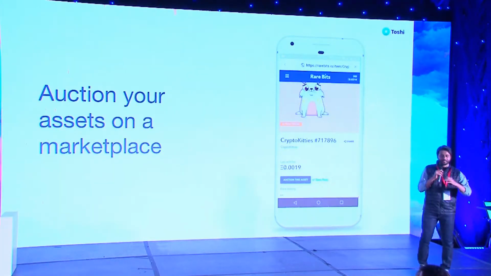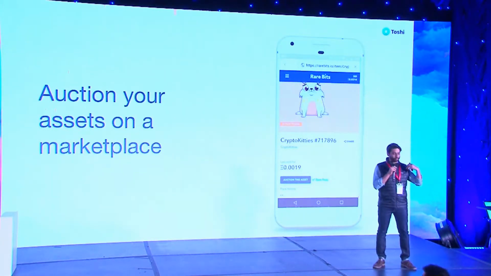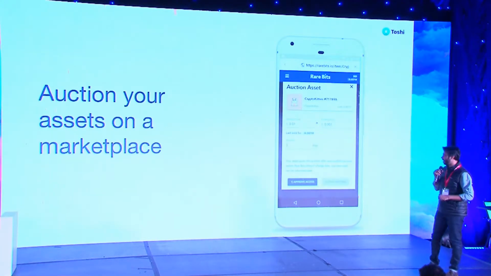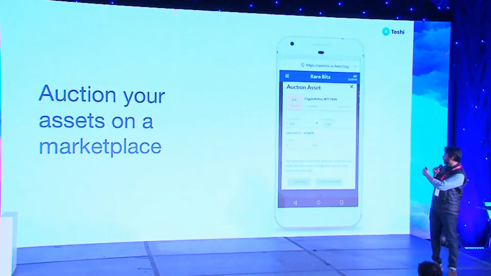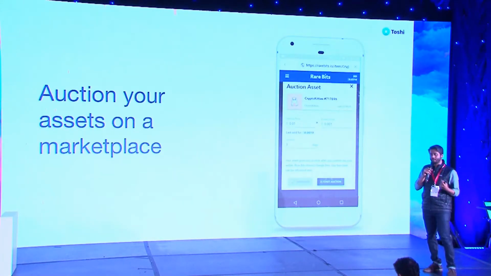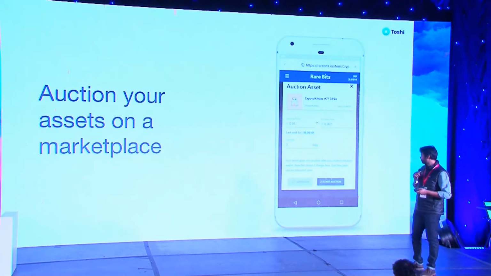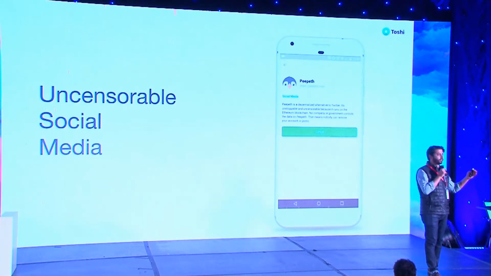And then finally, let's say that you went to user feeds, you created this cat, you took up its value, you became like the Kim Kardashian of cat chat, and now you want to make some money off of it. And so you can go and auction your asset to the highest bidder on the decentralized eBays like Rarebits and OpenSea.